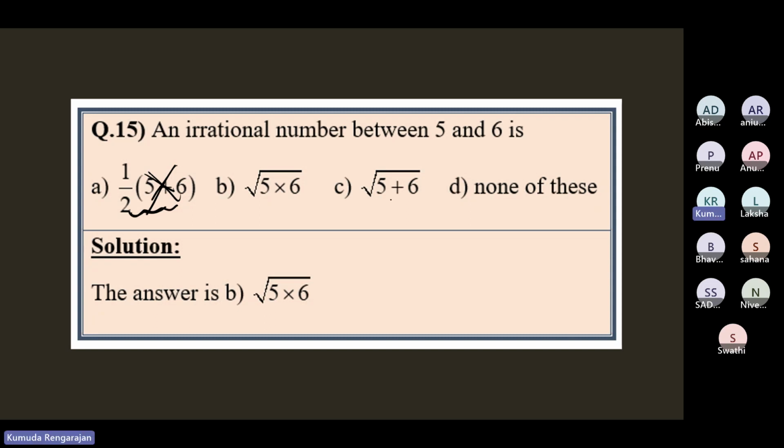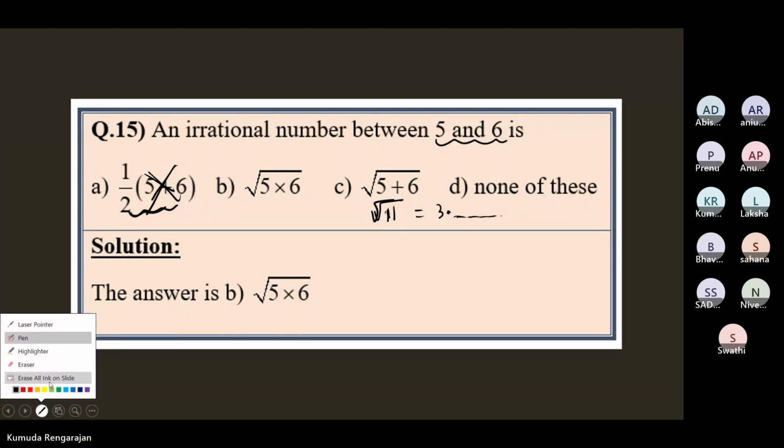Now here in option C, what is 5 plus 6? It's 11. What is root 11? Approximately, it is 3 point something, because root 9 is 3 and root 16 is 4. So though root 11 is irrational, its value is 3 point something and it's not between 5 and 6. Am I clear, children? Are you all following me? Yes, ma'am.